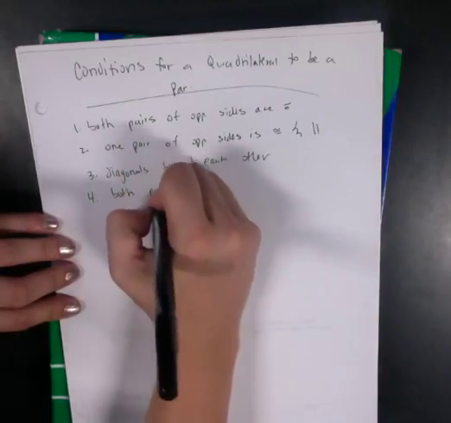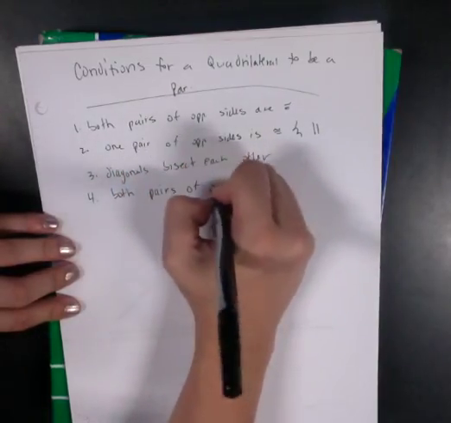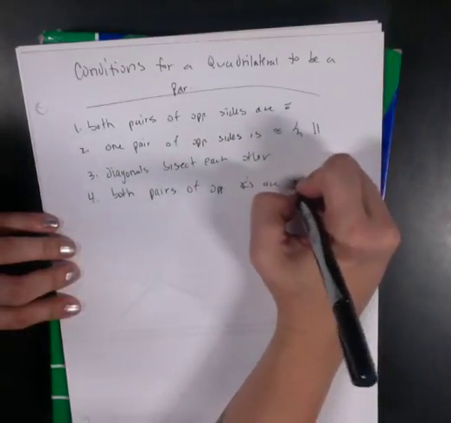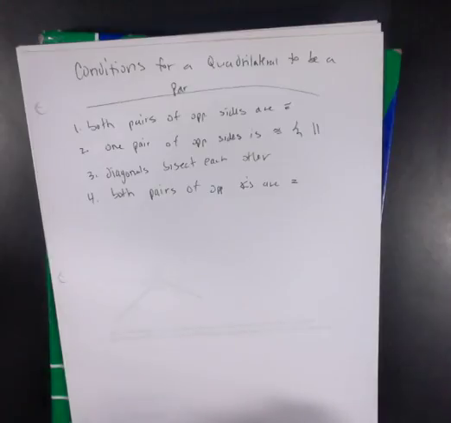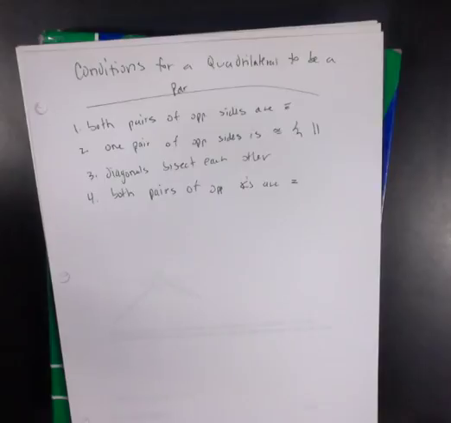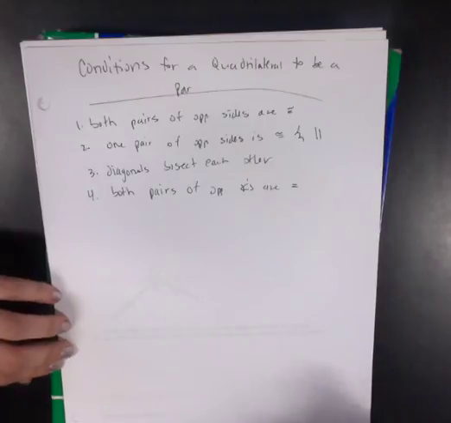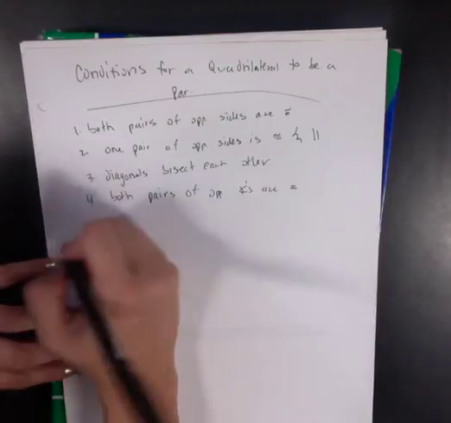And both pairs of opposite angles are equal. Okay? All right. So after all of that, let's do an example. Okay?